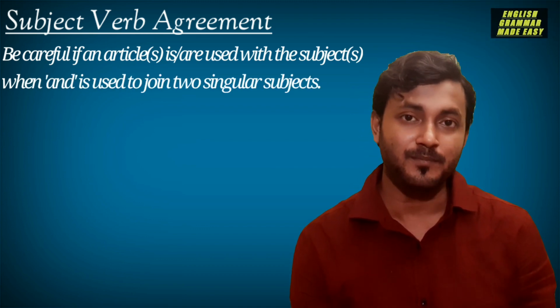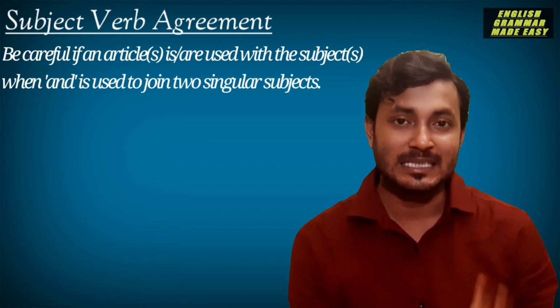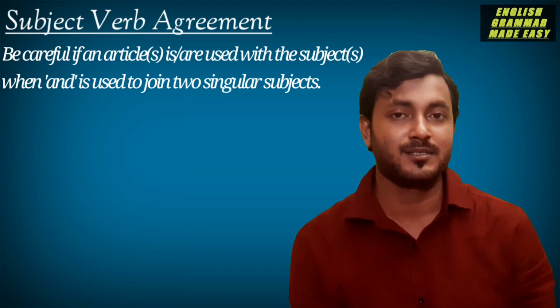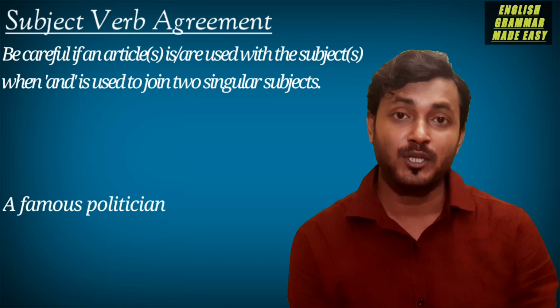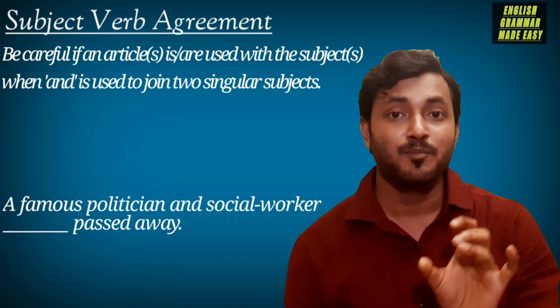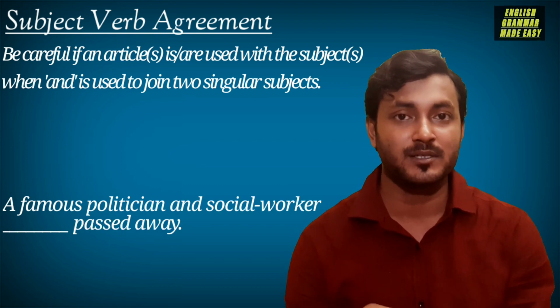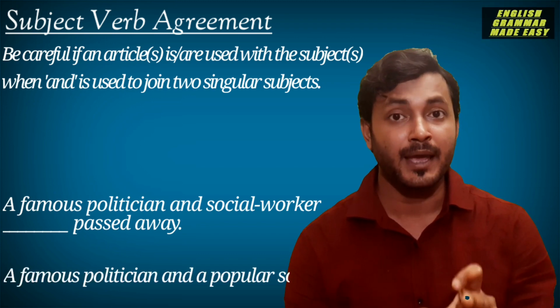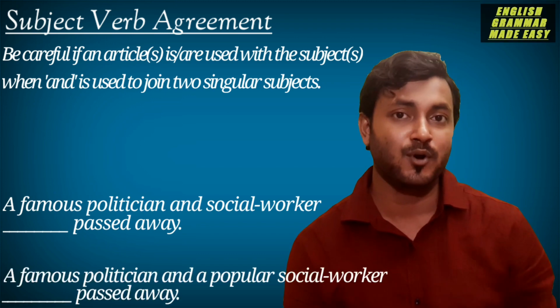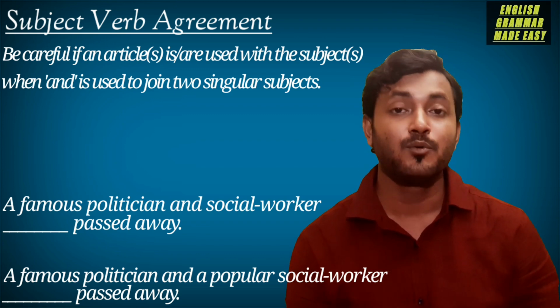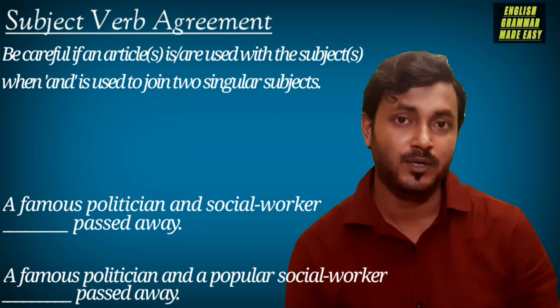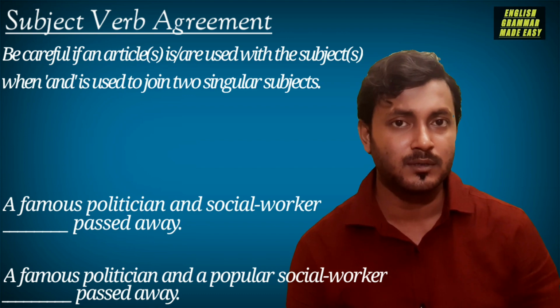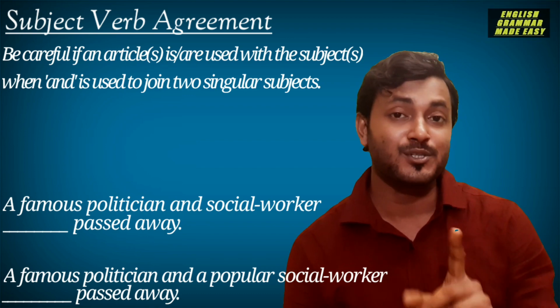But if we see an article or more articles being used besides using and, then what will happen? If you see these kinds of phrases, a famous politician and popular social worker dash passed away. Another one, a famous politician and a popular social worker dash passed away. Which one is singular and which one is plural? Or both of them are plural? Actually, the first one is singular.